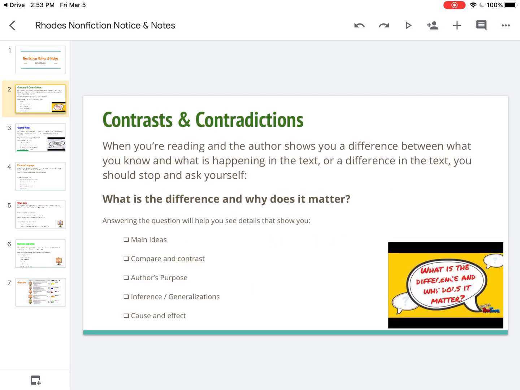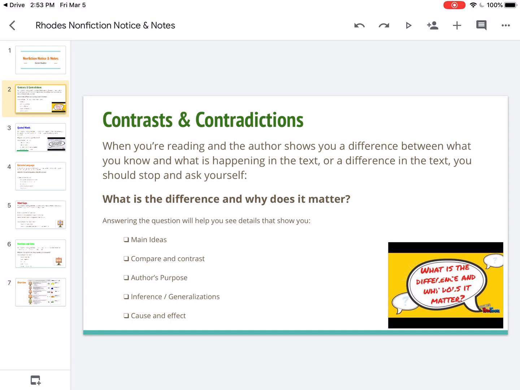Pause the video, open it up, and split the screen so you can listen to the lecture as well as take notes as we go along. Thanks for pausing. The first thing that we're going to talk about is something called contrasts and contradictions. And so when you're reading any kind of text, you want to make sure that the author is showing you a difference between what you know and what is happening in the text. So this is an example below.